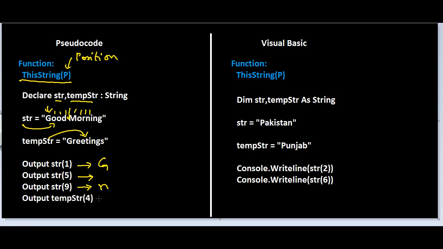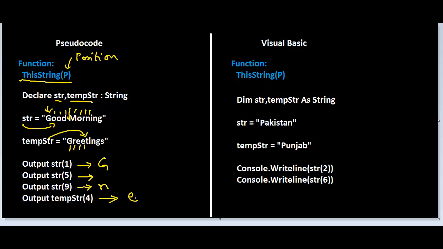How about this one? In this one, we want to work with the string temp str, and we are looking for the fourth character. So this would be 1, 2, 3, and 4. So E is going to be shown on the screen.